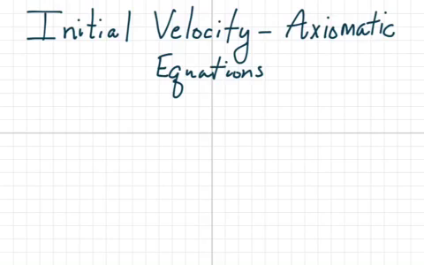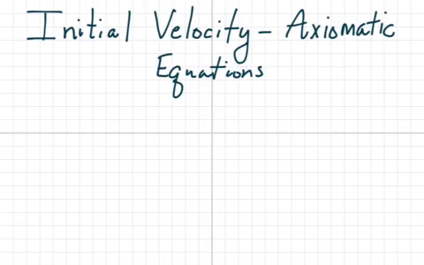Now that we've described displacement and time, I want to go into describing kinematic equations, but even before that, we need to produce some axiomatic equations for this initial velocity. So when we talk about axiomatic equations, we're speaking about equations that are taken without proof. Of course, we can do some measurements and these types of things, but we're going to take these without proof.